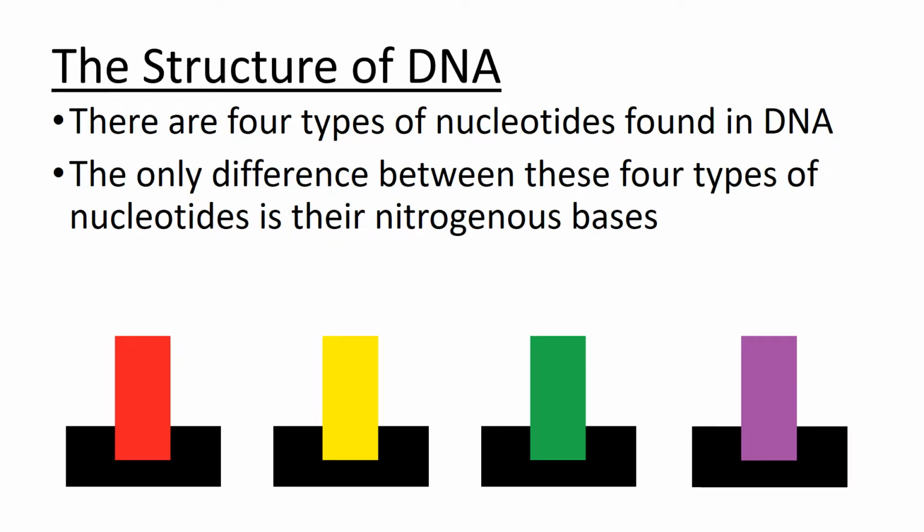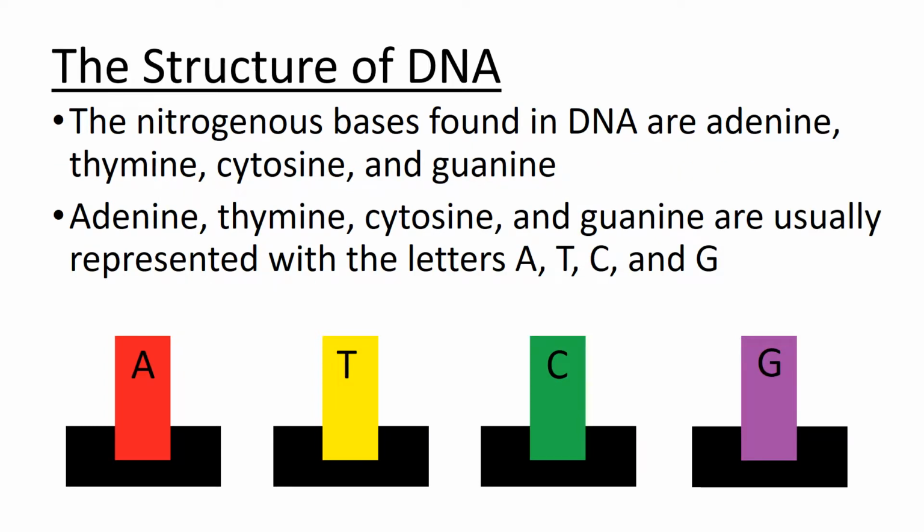There are 4 types of nucleotides found in DNA, and the only difference between these 4 types of nucleotides is their nitrogenous bases. The nitrogenous bases found in DNA are adenine, thymine, cytosine, and guanine. And adenine, thymine, cytosine, and guanine are usually represented with the letters A, T, C, and G.